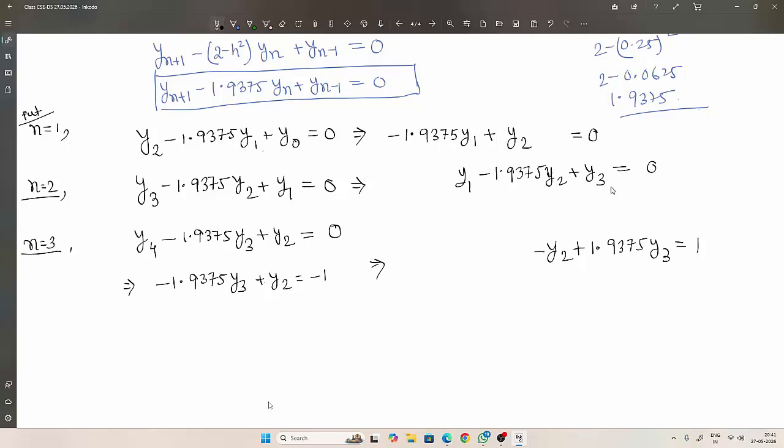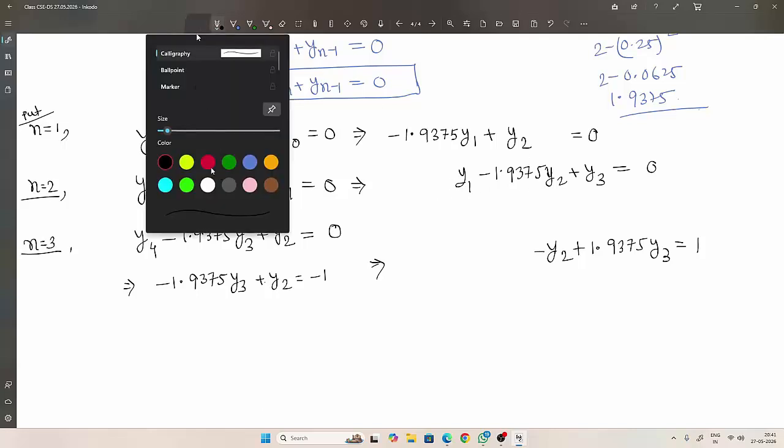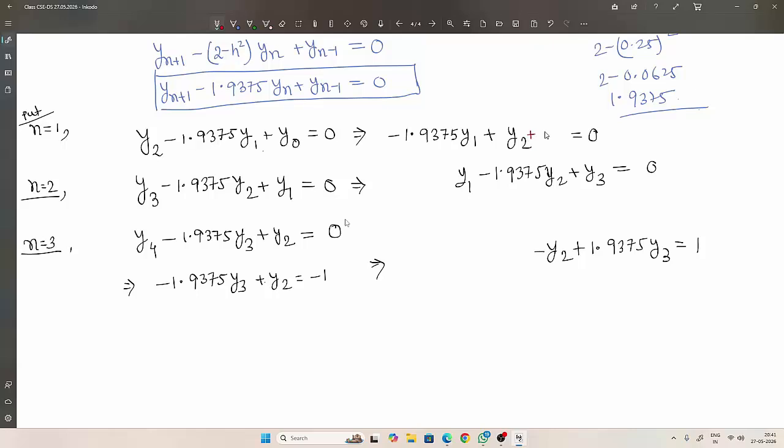Now if you see this form, this is actually a 3x3 system which you can solve using your calculator. You just have to complete it. How to complete it? Look, here the coefficient of y1 is 0. Don't forget to complete the expression, otherwise you cannot put the values in your calculator. So I am completing the expression. The y1 coefficient is that, the y2 coefficient is minus 1, the y3 coefficient is 1.9375. Here y1 is not present, so write 0 into y1. So now I have 0 y1 minus 1 y2 plus 1.9375 y3 is equal to 1. Now use your calculator and solve it as a 3x3 system.